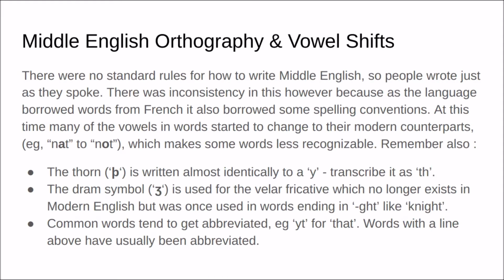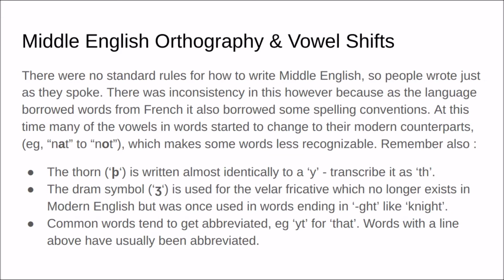For instance, nat would change to not, which makes some words less recognizable to a modern English speaker. However, it is still worth reading them aloud if you are struggling to understand what a word is, because oftentimes it is still spelled phonetically and it can help you understand. Try and remember also that the letter thorn is written almost identically to a Y. It has the th sound in modern English, so you should transcribe it as th.